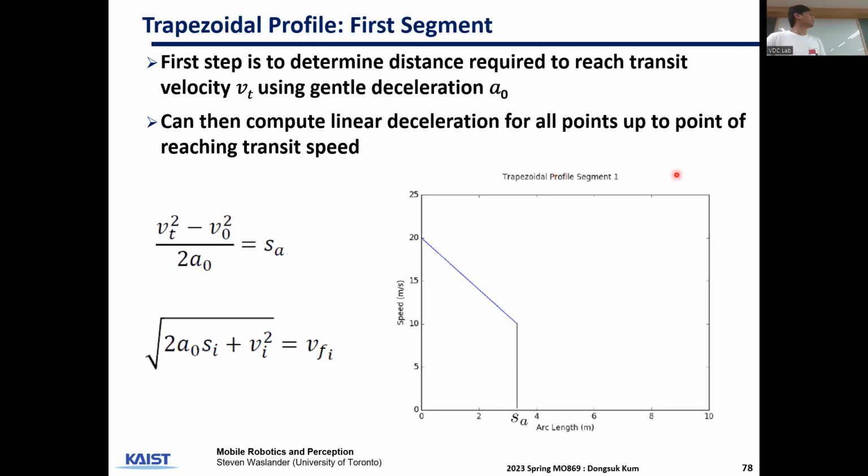For the first segment of this profile, we determine the distance required to reach the transit velocity Vt using a gentle deceleration A0. Once we have that, we can then recompute the linear deceleration for all points up to the point of reaching transit speed. So we determine Vt and A0 first, and then we can get the arc length of the first segment. Also, you can get the VFI using this formula.